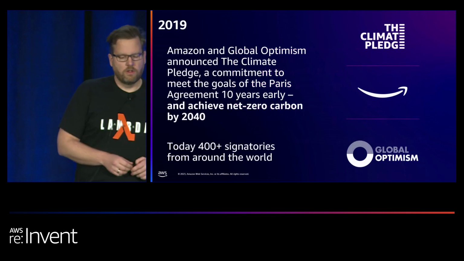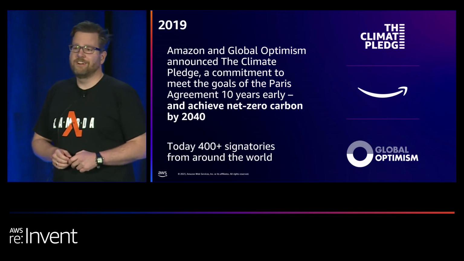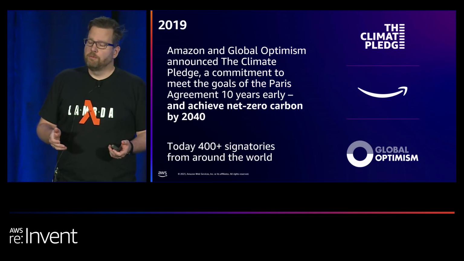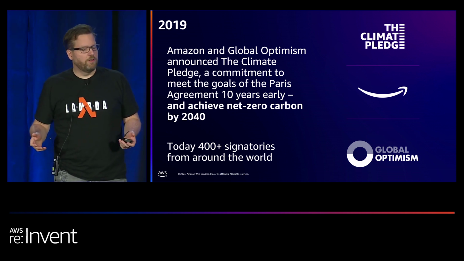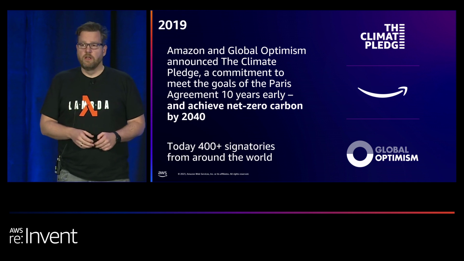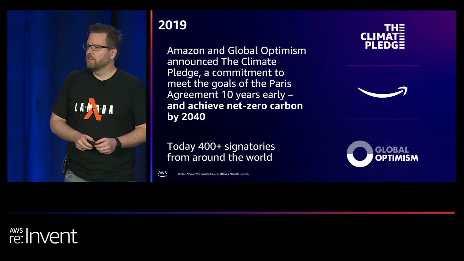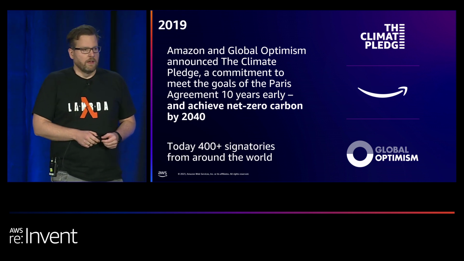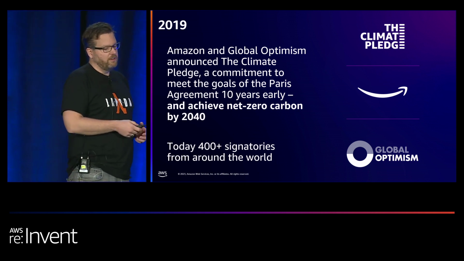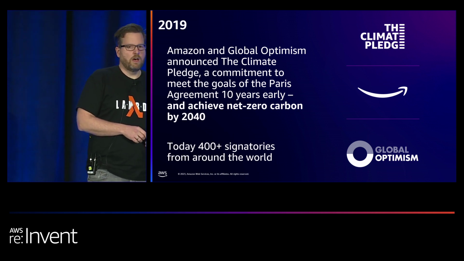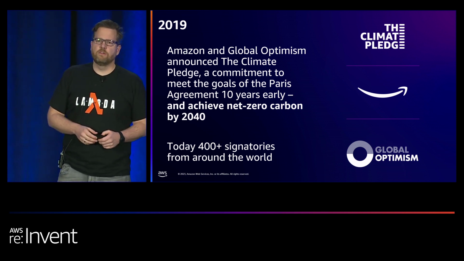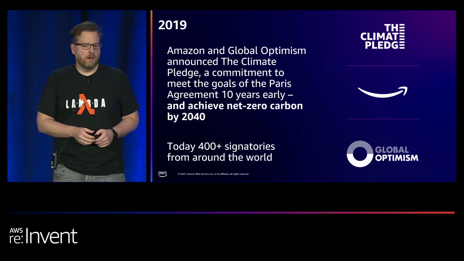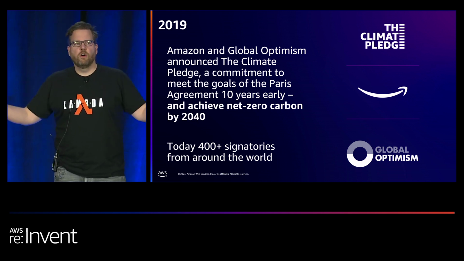So companies communicated their goals in public pledges like the Climate Pledge. Amazon was a founding member of this in 2019, but today it has over 400 signatories. The pledge is to become net zero carbon by 2040, 10 years ahead of the Paris Agreement. And when companies set these goals to become net zero carbon, this includes the whole company.